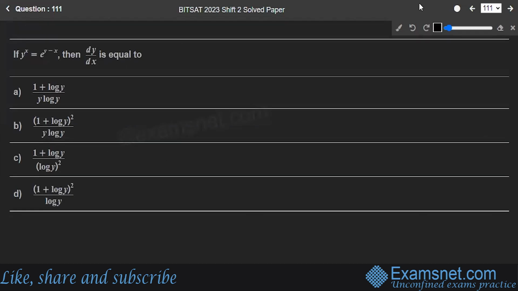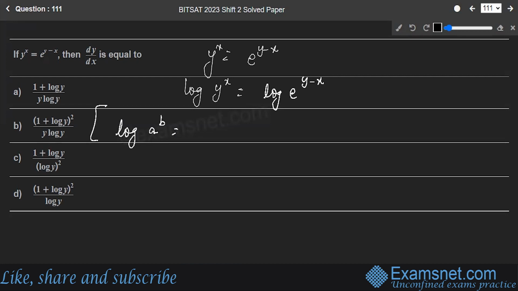Question number 111. If y raised to power x is equal to this, then what is dy by dx equal to? Fine. So let's write down. You have y raised to power x is equal to this. Taking log on both sides, you have log y raised to power x is equal to log e raised to power y minus x. I have two formulas that first one, you know that log a raised to power b is written as b into log a.